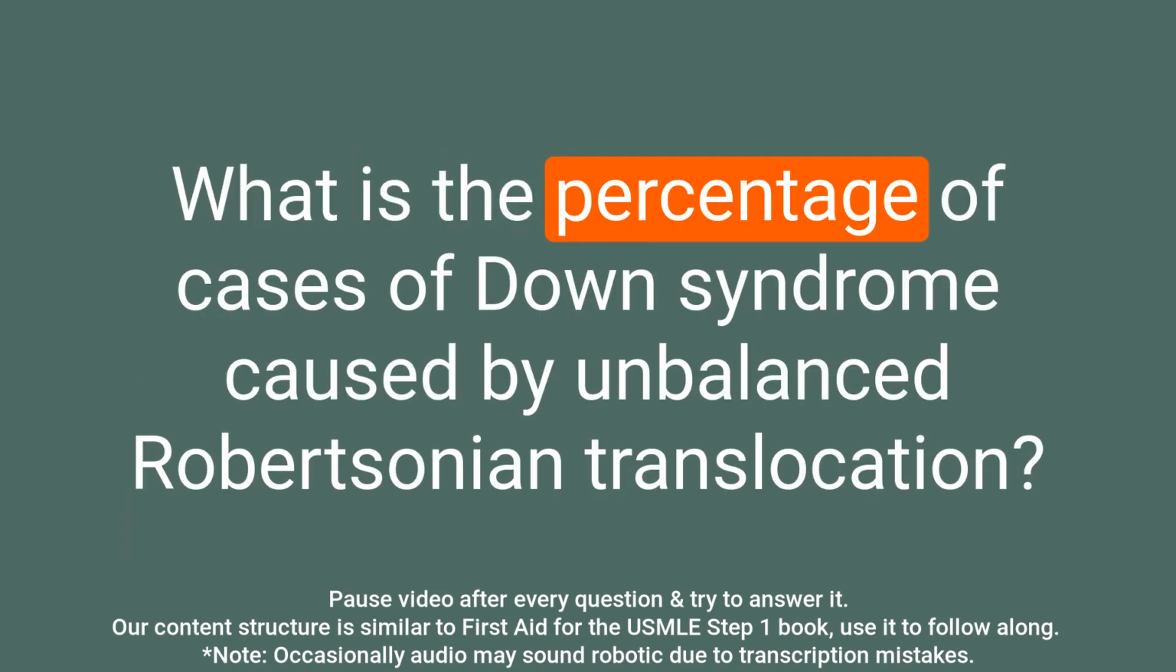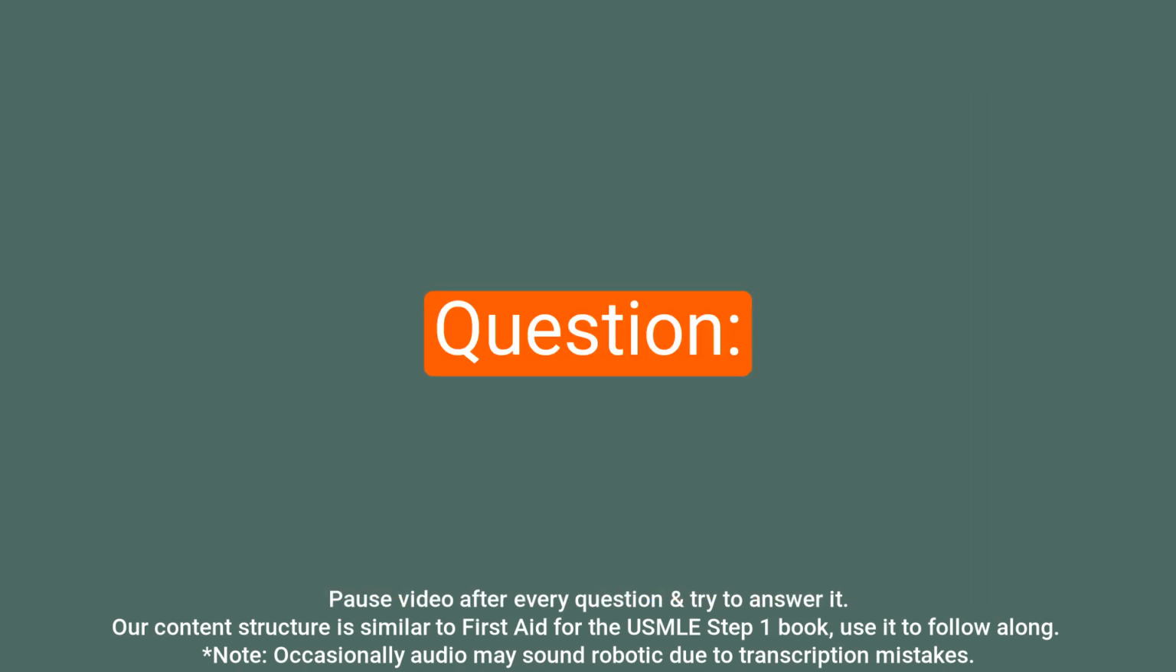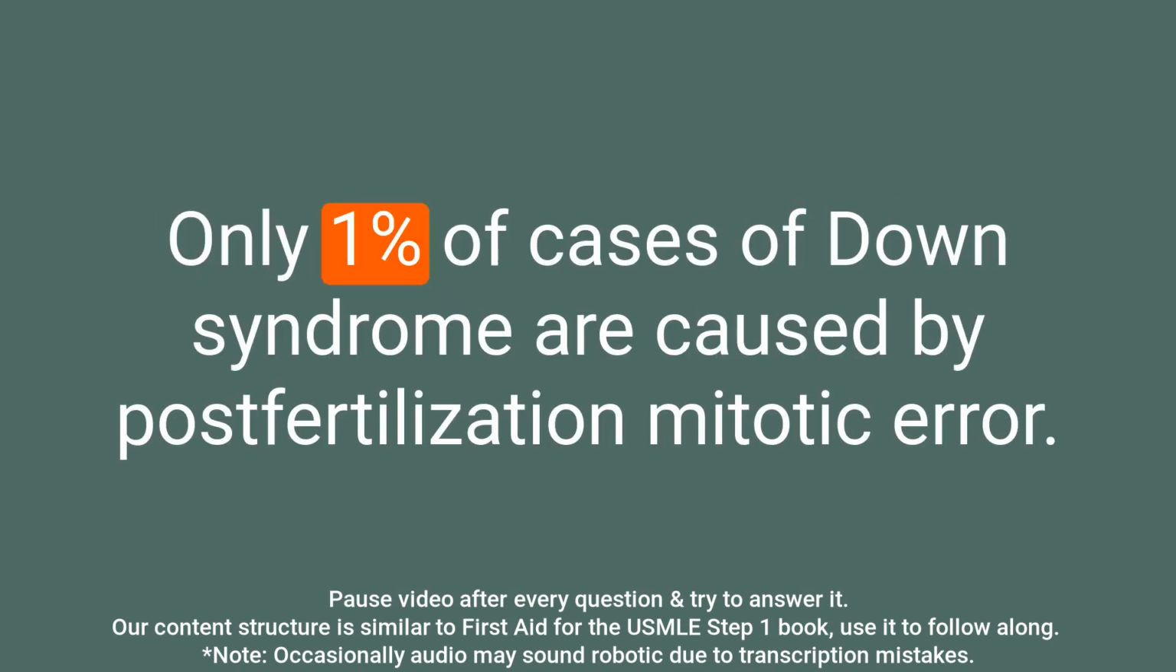Question: What is the percentage of cases of Down syndrome caused by unbalanced Robertsonian translocation? Answer: About 4% of cases of Down syndrome are caused by unbalanced Robertsonian translocation, which typically occurs between chromosomes 14 and 21. Question: What is the percentage of cases of Down syndrome caused by post-fertilization mitotic error? Answer: Only 1% of cases of Down syndrome are caused by post-fertilization mitotic error.